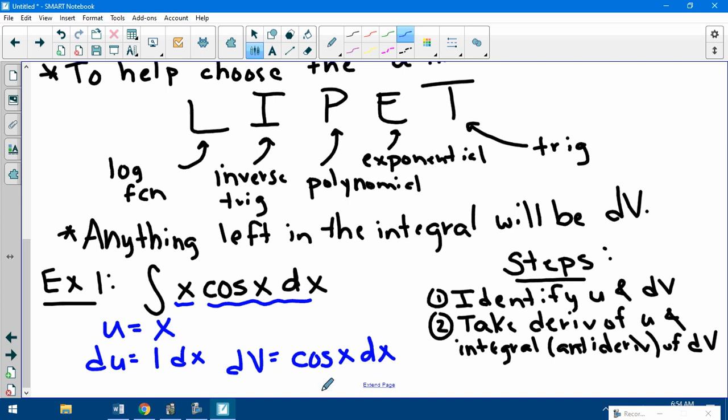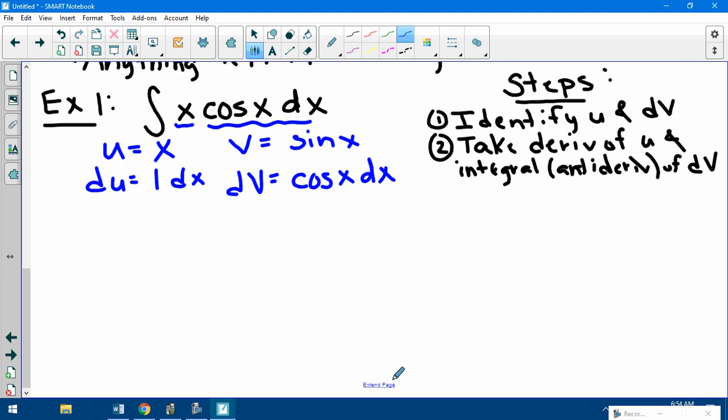And the antiderivative of cosine of x will give me what v is. So if I've got cosine, the derivative of what gives me cosine? Sine. So this would be sine of x. You don't really need a plus c. I'll show you why. That comes later. Okay, so there's the second step.